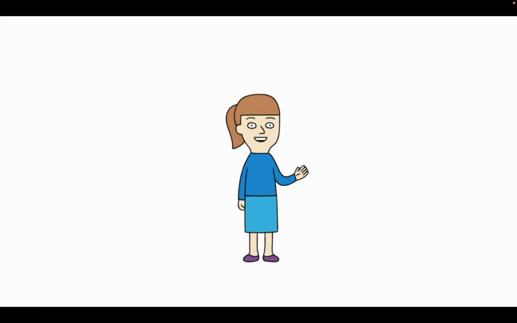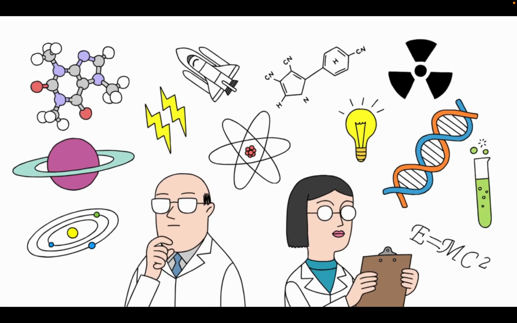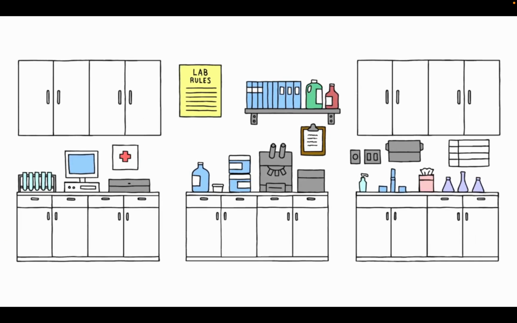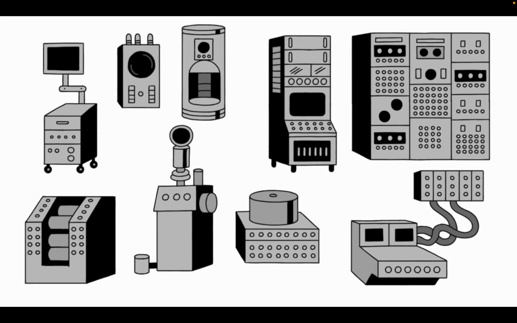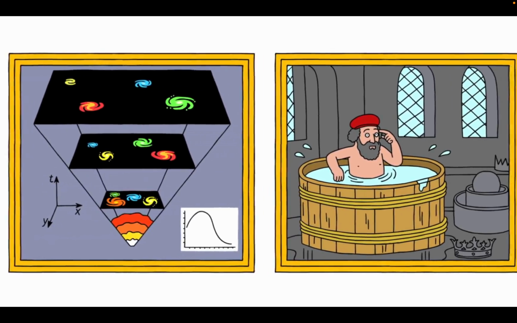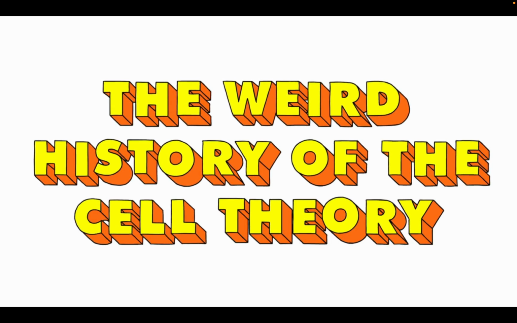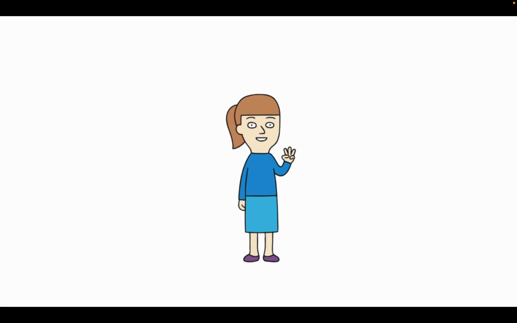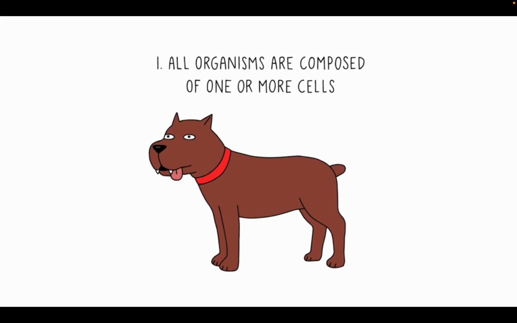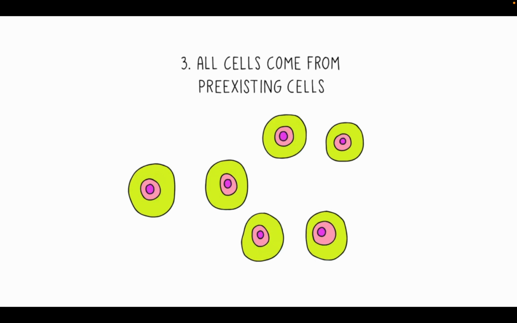One of the great things about science is that when scientists make a discovery, it's not always in a prescribed manner, as in only in a laboratory under strict settings with white lab coats and all sorts of neat science gizmos that go beep. In reality, the events and people involved in some of the major scientific discoveries are as weird and varied as they get. My case in point, the weird history of the cell theory. There are three parts to the cell theory. 1. All organisms are composed of one or more cells. 2. The cell is the basic unit of structure and organization in organisms. And 3. All cells come from pre-existing cells.